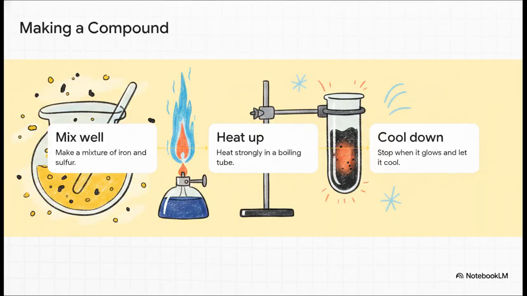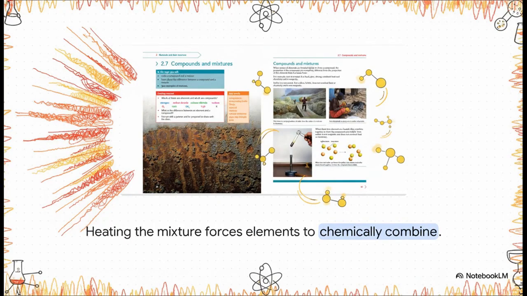But let's kick things up a notch. We take that exact same mixture, drop it into a boiling tube, and blast it with intense heat from a Bunsen burner. We heat it up strongly until the mixture actually starts to glow, and then we pull the heat away and let it cool down. That glowing, that is the visual proof of a massive reaction taking place. By adding extreme heat, we are forcing the iron and sulfur to chemically combine, fundamentally altering what's inside that tube.